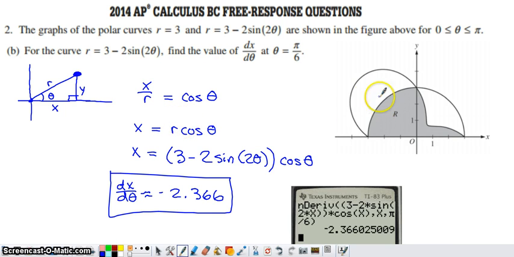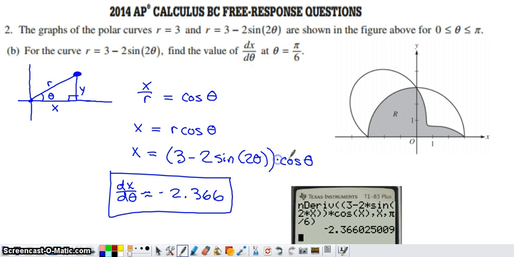You know what r equals on this curve, and so if you put this value in place of r, 3 minus 2 sine of 2 theta, what you have is a formula that has x represented as a function of theta. And what you want is the derivative of that formula with respect to theta. So you could do this one of two ways.